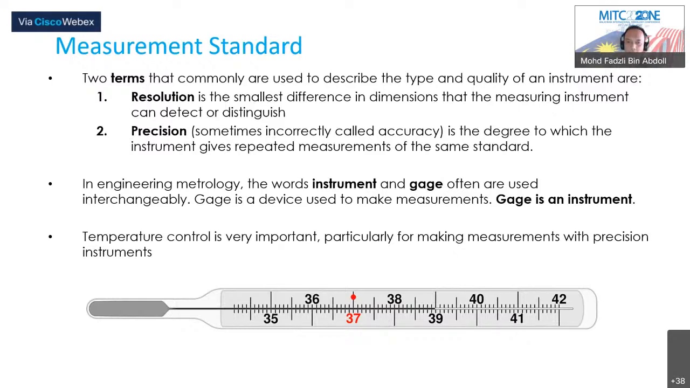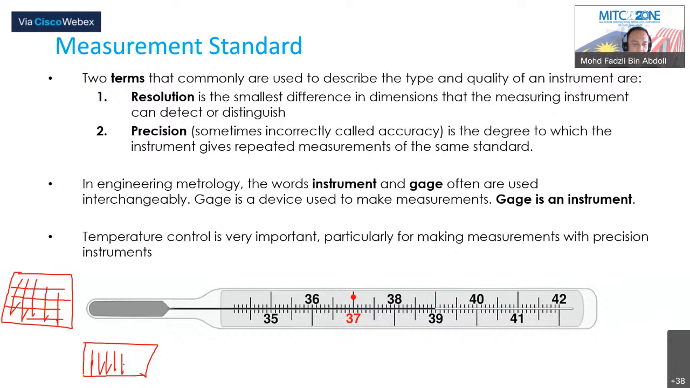Maksudnya kalau katalah ada satu petak macam ni. Okay, ada satu lagi macam ni. Sama, tak? Kemudian ni dia punya petak lebih kecil. Dia punya kotak-kotak tu lebih kecil. Jadi ni maksudnya resolution dia lebih tinggi daripada yang ni. Okay. That is the smallest difference.